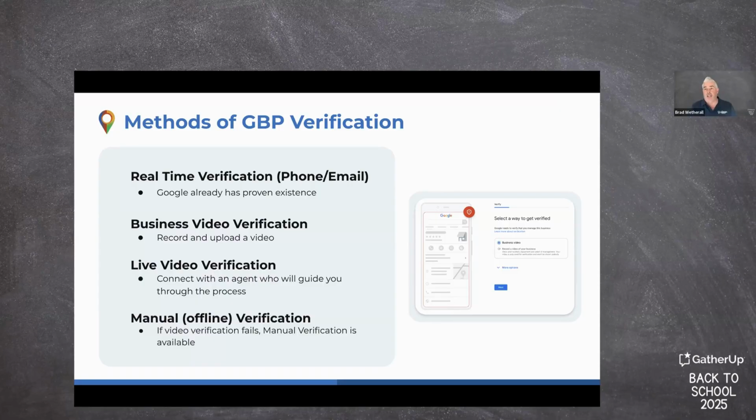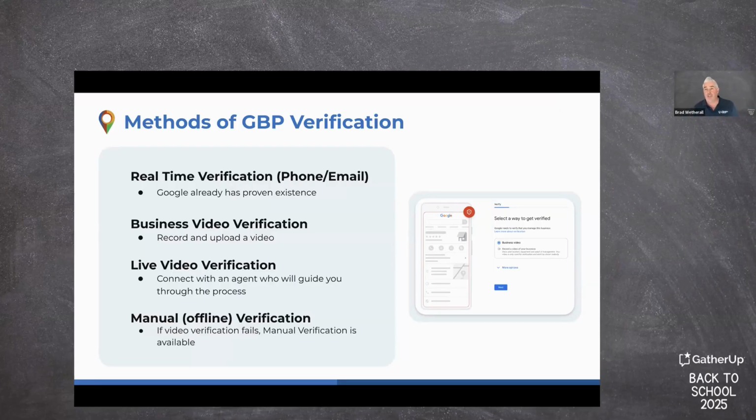So business video verification was the one that we transitioned to. You could do that without relying on an internet signal. We could cache that information and then upload it. So that is the replacement for postcard-based verification. Now, the one that I wanted to try and draw a bit more attention to today is that there is also a fourth option for verification, and that is manual or offline verification.